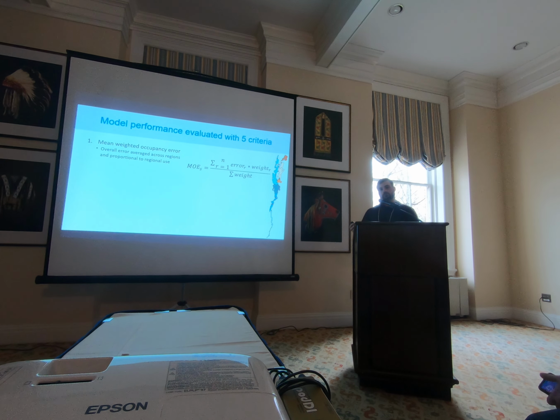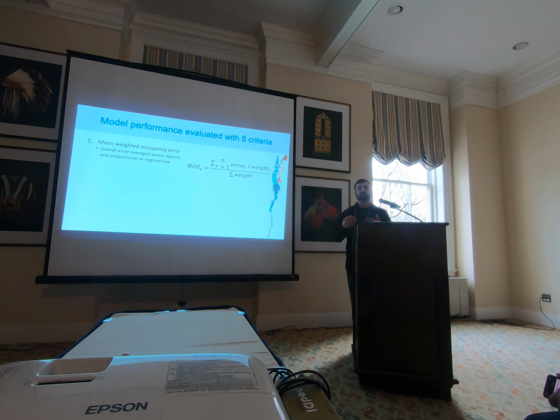And we had 5 different criteria that we were using to evaluate the performance of these different models. We can actually know what the use of the different regions were by the simulations, and then see how accurate the models predicted those uses, the use of those regions. So the first thing that we looked at was the mean weighted occupancy error. We can think of it as just, if you take all the regions that a fish used, how much did it use that region in reality, and how much did the model say that it used?